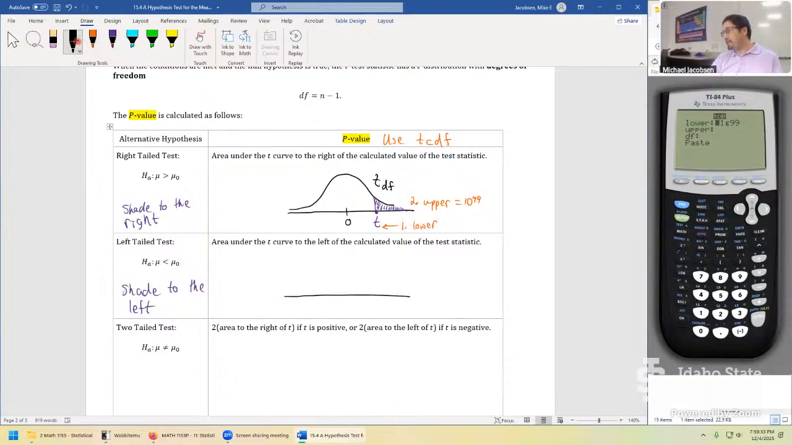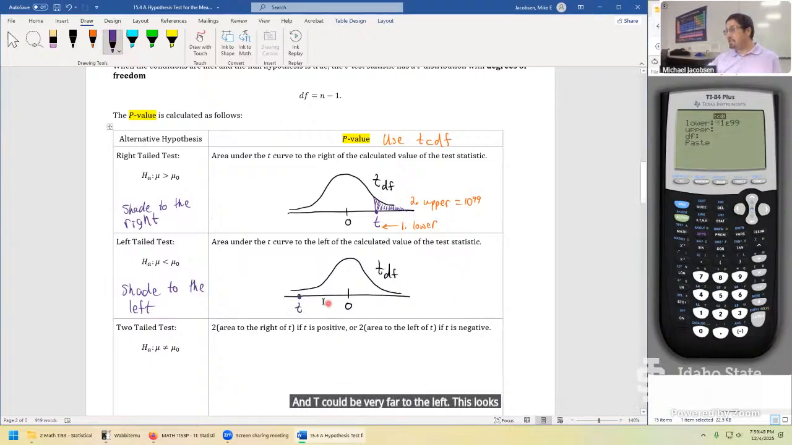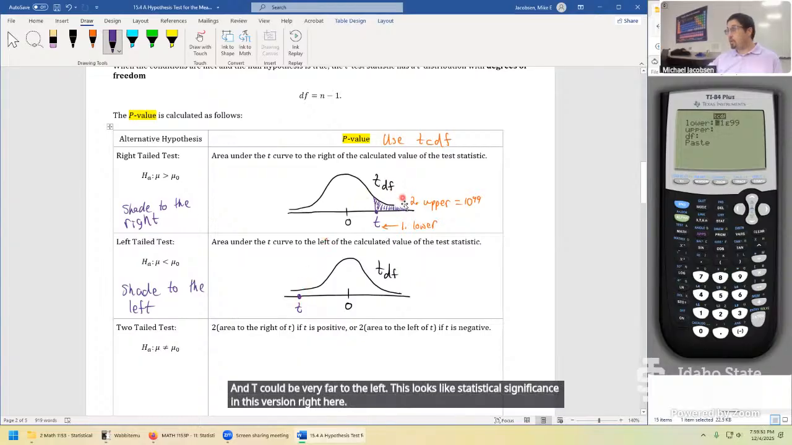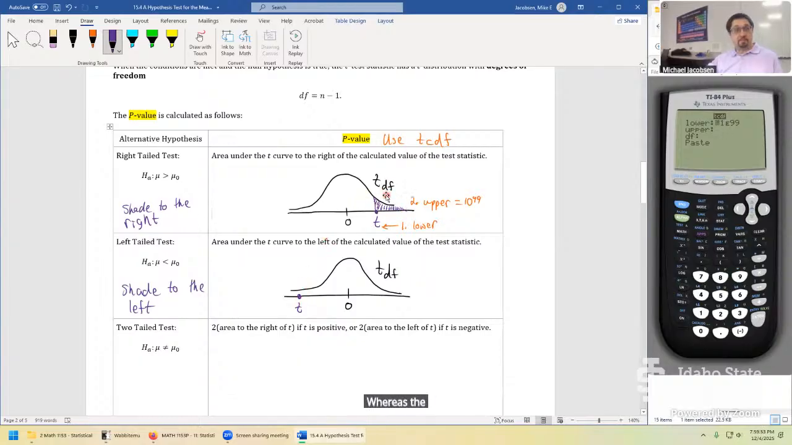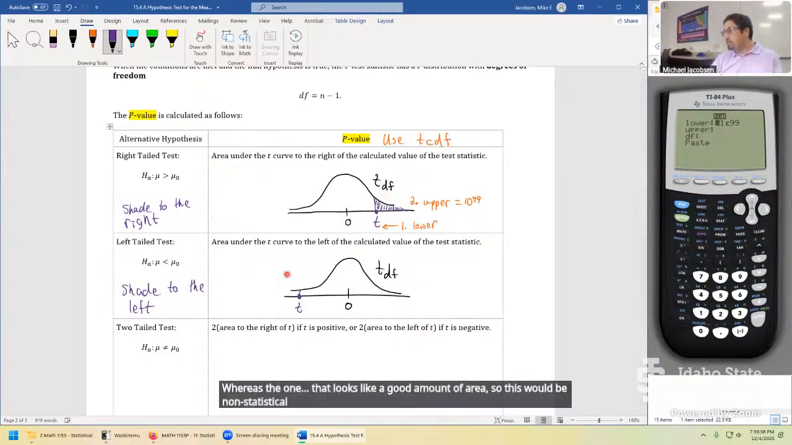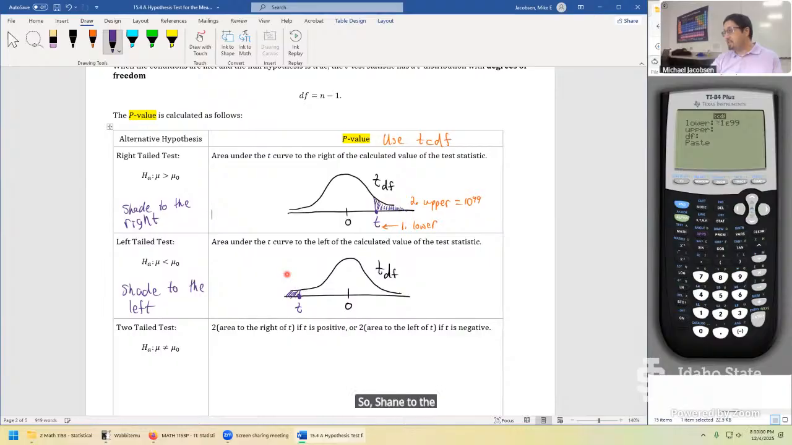So here's another quick diagram. This is the TDF distribution centered at 0, and T could be very far to the left. This looks like statistical significance in this version right here. Whereas the one above, that looks like a good amount of area. So this would be non-statistical significance. So shading to the left would look about like this. And now we just changed the order of what's lower and what's upper.